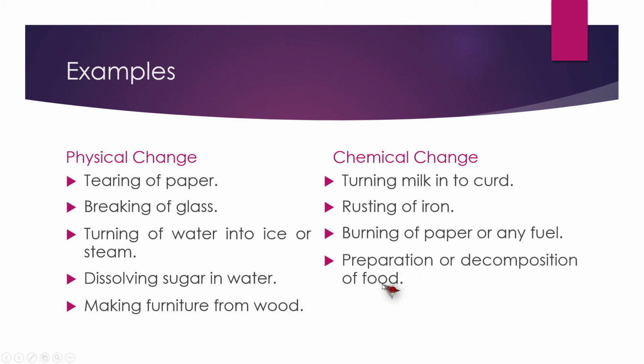Preparation of food or decomposition of food. Both processes are chemical changes. Whenever food is prepared, new substances are formed. Similarly, whenever food decomposes or spoils, then also new substances are formed. That's why these are chemical changes. Similarly, decomposition of dead plants or animals is also a chemical change. We have discussed decomposition in detail earlier.